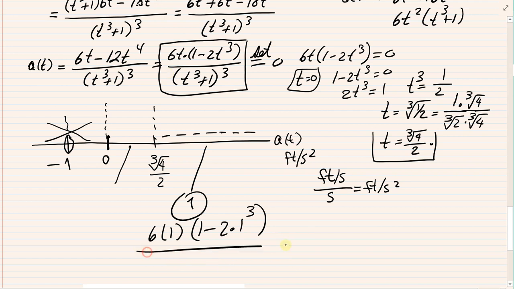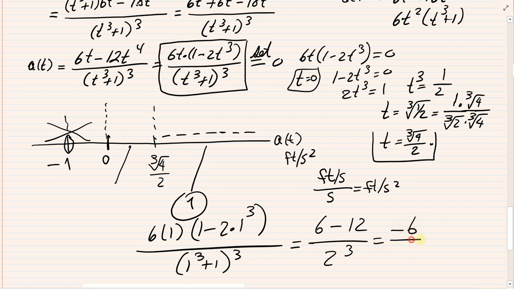Let me fix that. I'm putting in 1 in the entire thing, so it's 1 cubed plus 1 quantity cubed. That's my test point. And the numerator is going to be 6 minus 12. Denominator is going to be 2 cubed. So that's negative 6/8, less than 0. So the sign is negative.